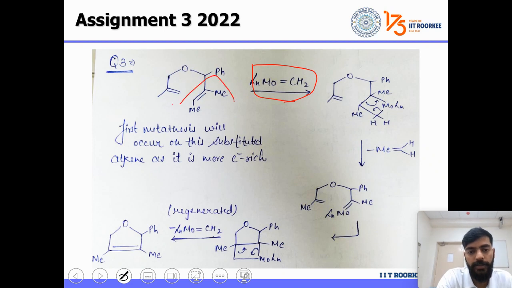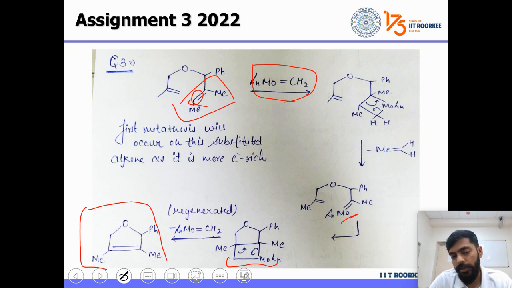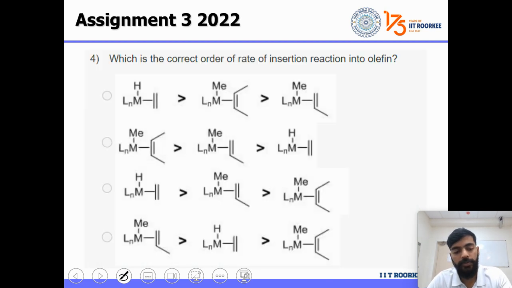Metal alkene, in this alkene metathesis is happening. The metal is coming to this position here. So again we have one alkene here, one alkene here. Again metathesis will happen, and this is how the product is formed. Understood? Is it clear? Okay, let's move to the next question.